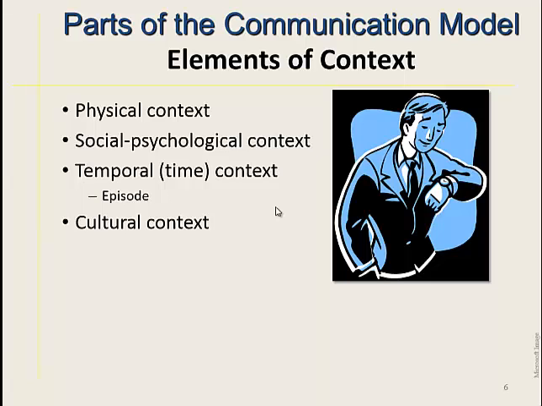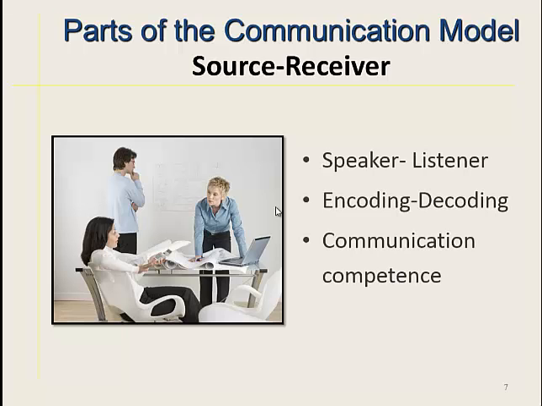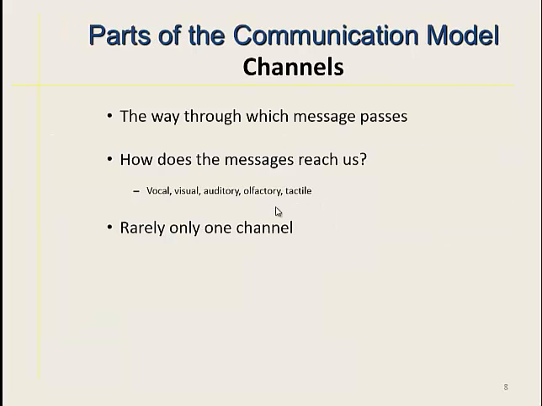Next, cultural context. Cultural context has to do with the rules people engage in communication by. And so many cultures have many different rules, and can we figure out what these cultural rules are? And if we can, it will help us be more effective in that context. Moving on, source, receiver. This is pretty straightforward. This is really where people judge mostly our communication competence. Speaker, listener, encoding, decoding. And so people really judge others by their ability to speak and listen. And so a big part of the model.